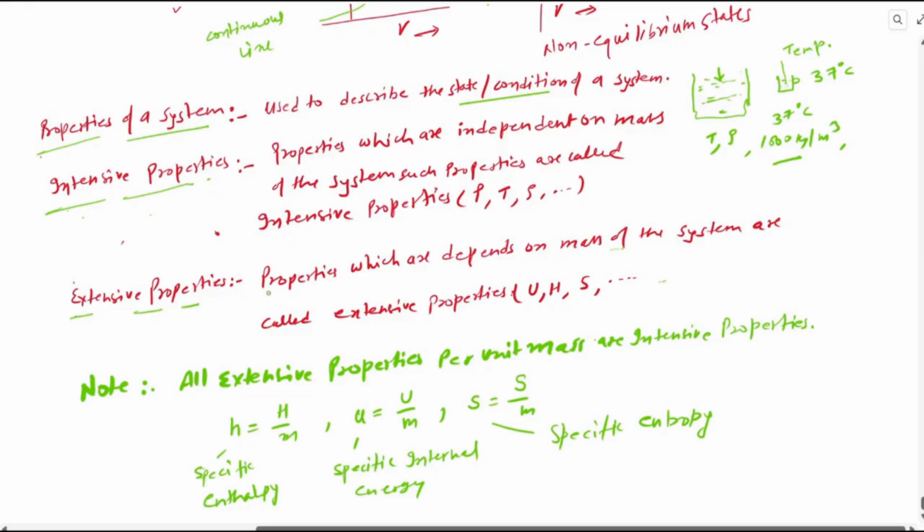And extensive properties, which depend on the mass of the system, are called extensive properties. For example, number 1 is mass itself, an extensive property, right. Number 2, it's internal energy, right. So higher mass, definitely higher internal energy of the system. Similarly, enthalpy also and entropy also are extensive properties, right.